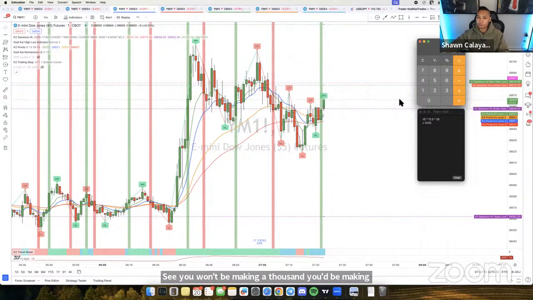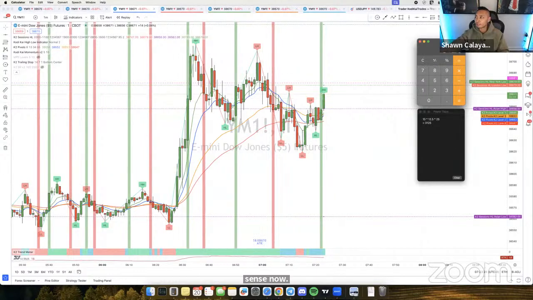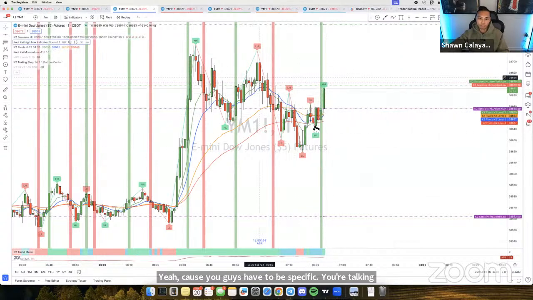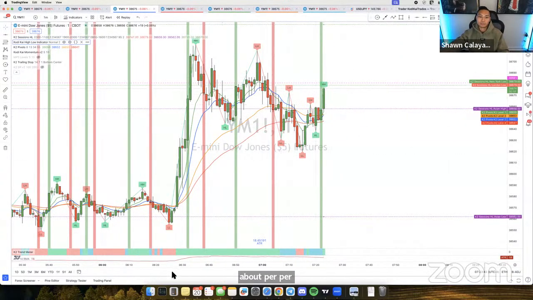Oh, you're going for 2 points. Oh, that's way different. Okay, no, that makes sense now. Yeah, that's what I'm talking about per tick, because that's what we're trading per tick here. You guys have to be specific if you're talking about per point or per tick, because we're doing per tick here for YM. That's why I'm doing the math by 25.